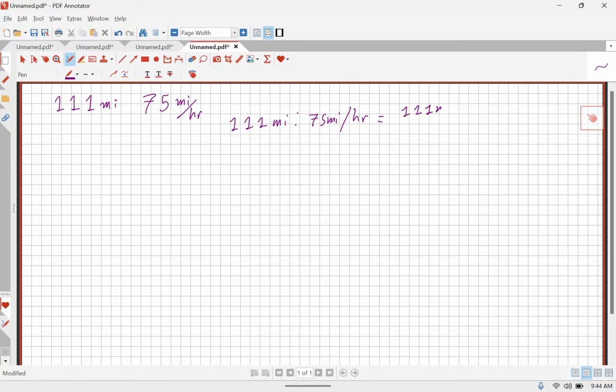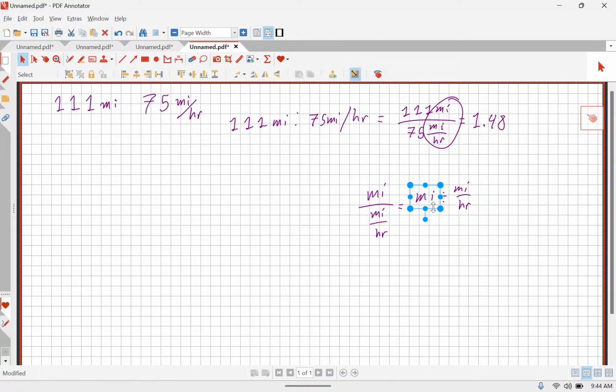So here's the cool thing about unit rate and units, Juliet, is that we're actually going to treat the units just like they're regular numbers, okay? So when you did 111 divided by 75, you said you got what number? 1.48. Now, I'm going to actually divide these as well. This says miles divided by miles per hour, which is really just a fancy way of writing miles divided by miles per hour. And when I'm dividing fractions, I like them both to be fractions.